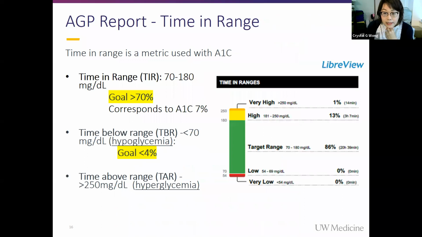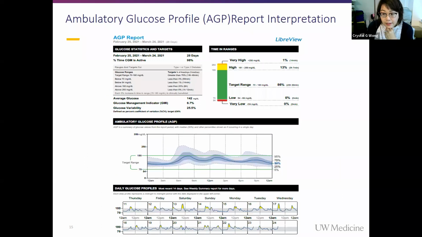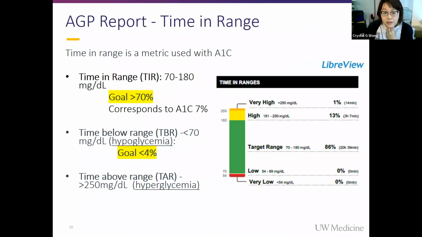Okay, so this is that upper right-hand corner right there. And this is time in ranges. It's pretty self-explanatory. But we're going to be looking at time in range, meaning in the actual normal glucose range. That's your main target here. And your goal is greater than 70%. And in the studies validating this technology, time in range of greater than 70% corresponds to an A1C of 7%. So above that, and you're hitting your target.